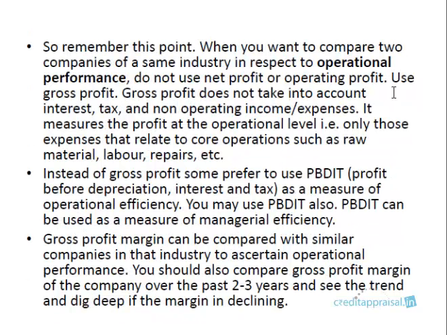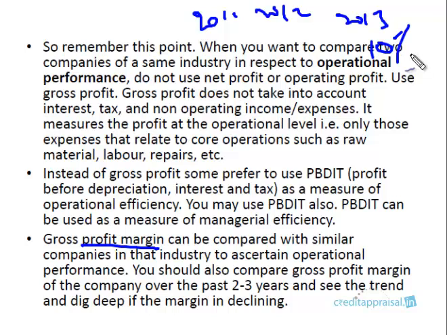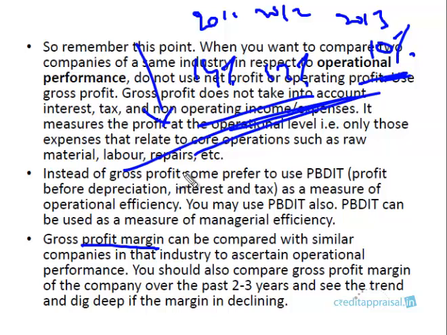Now this gross profit can be compared. This gross profit margin, that is gross profit by sales, you can compare between companies in the same industry, and you can also compare it for the same company with the previous year. So 2011, 12, 13. Right now the company is operating at a gross profit margin of 10%, whereas in the earlier years it was earning 14%, 12%. So you're seeing the gross profit is declining.